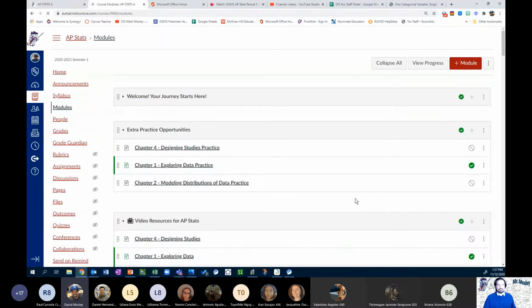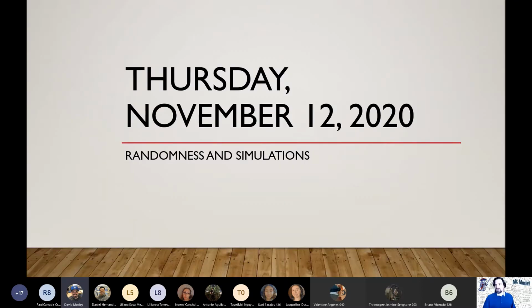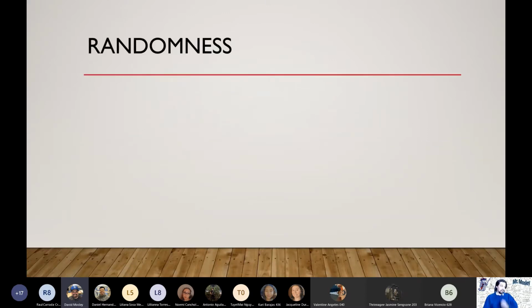All righty, let's get into today's lesson. It is Thursday, November 12th, 2020, and today we will be talking about randomness and simulations. We all understand what randomness is. Randomness applies to things that we believe happen in random ways that we can't really pin down. It's just random. It may or may not happen.